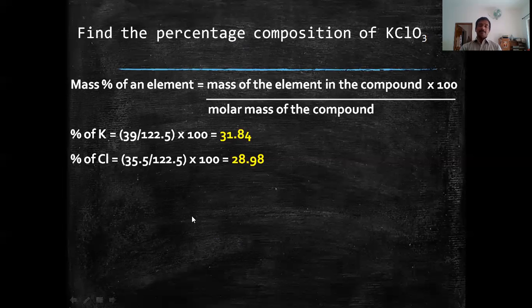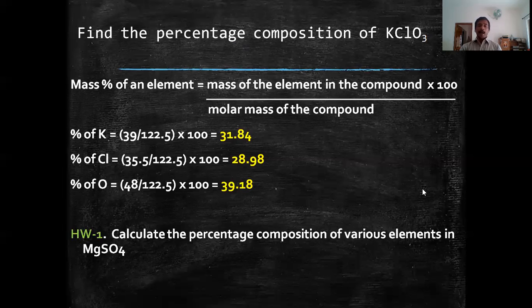But for oxygen, there are 3 oxygen atoms in the compound. Therefore, percentage of oxygen is equal to 3 into 16, 48, divided by 122.5, which is 39.18. Now a homework for you. Calculate the percentage composition of the various elements in magnesium sulfate. You know the atomic mass of magnesium is 24, sulfur 32, oxygen 16. Then you can easily calculate it.